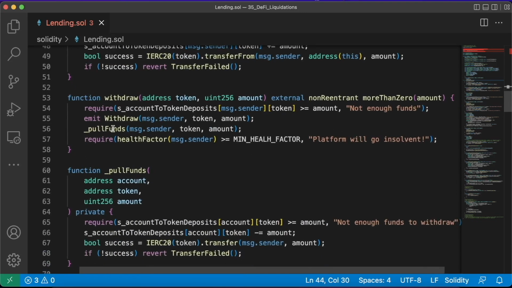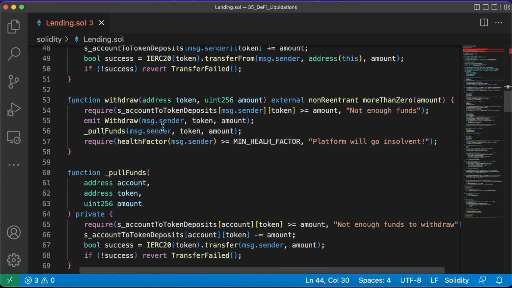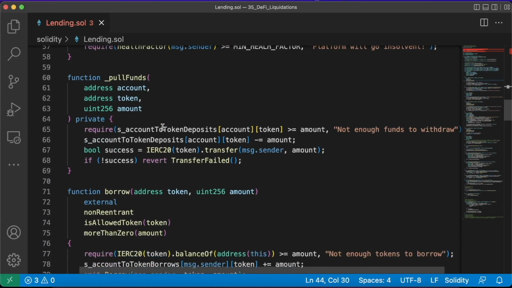Then we have the withdrawal, which is basically similar to the deposit, just totally the opposite. And we have the pool funds. The pool funds will take funds from a specific account and will transfer them to the message sender.